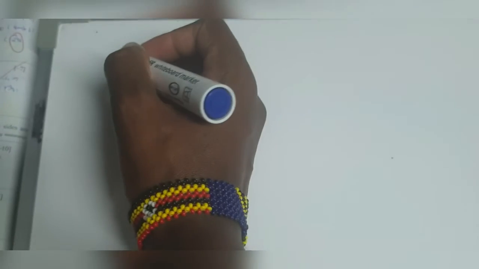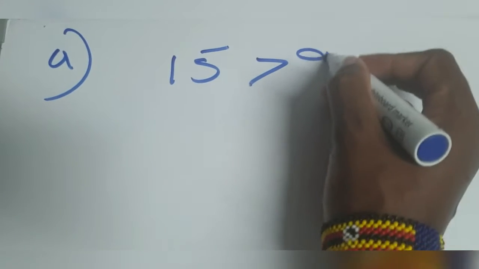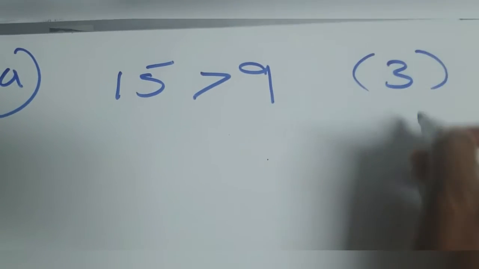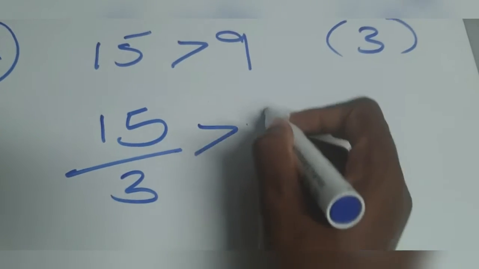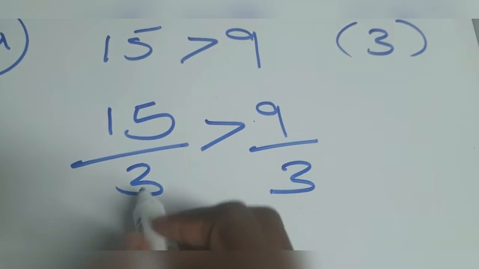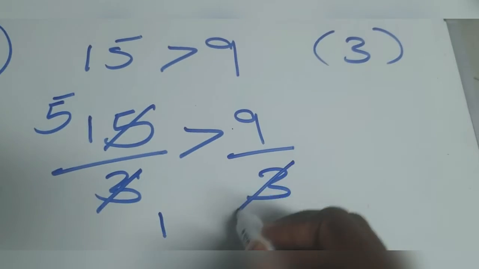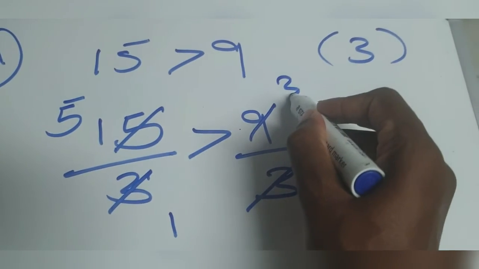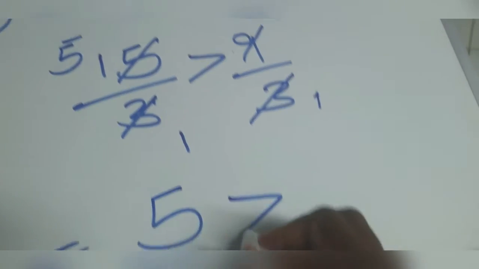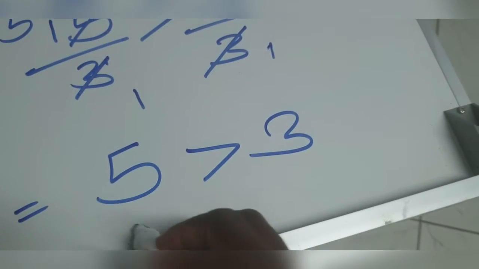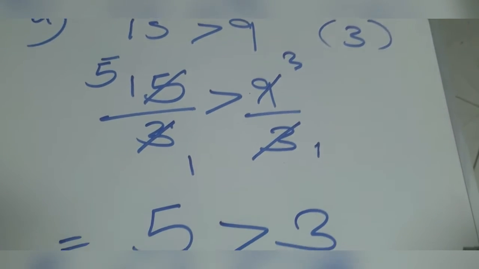Good. Part A, we have 15 is greater than 9, and we have 3 inside the bracket. So we are going to divide 15 divided by 3 is greater than 9 divided by 3. How many times does 3 go here? 3 goes here 5 times. 3 goes here 3 times. So your answer is 5 is greater than 3, okay? So this is your answer. We are using the division method, okay?